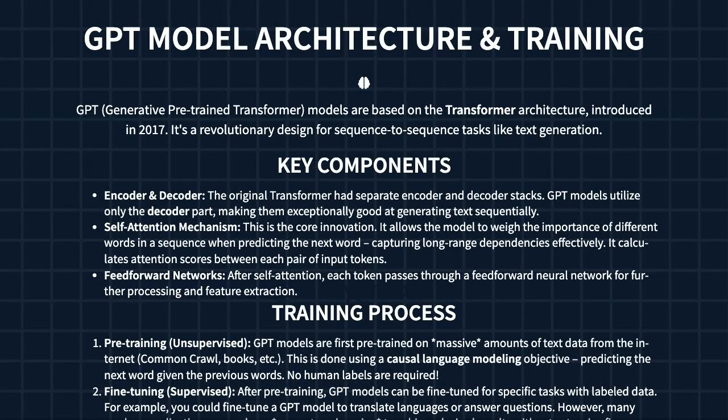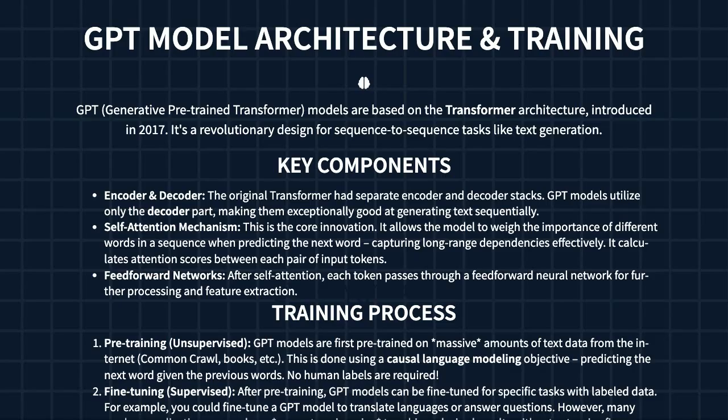Okay, let's dive into how these incredibly powerful GPT models actually work. They're built on the transformer architecture, which is a significant departure from older methods. Think of it as having both an encoder and a decoder, but GPT uses just the decoder part, making it fantastic for generating text piece by piece.